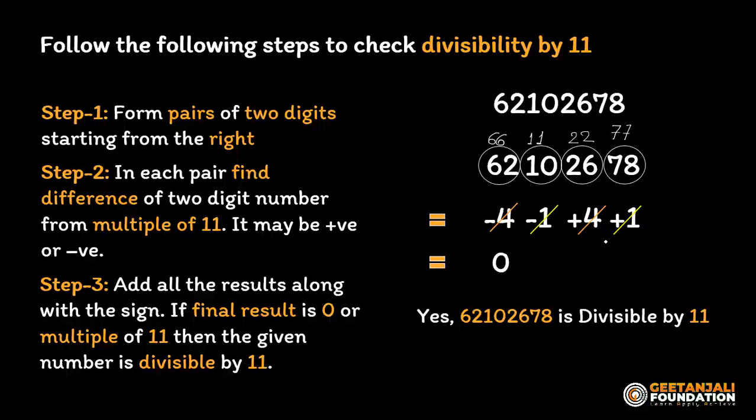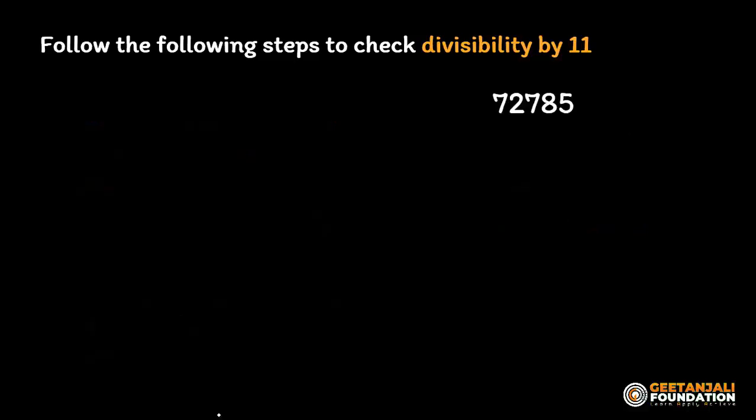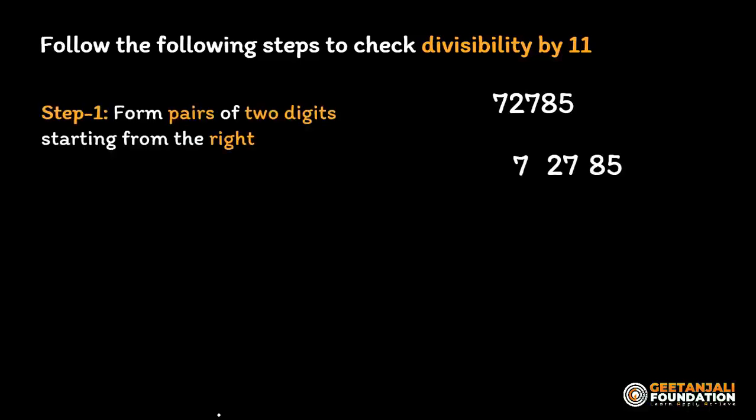Let's take one more example so that you understand this method properly. Our next example is 72785. This is the number, so we follow the steps. First step, we make pairs starting from rightmost. Our pairs are 85, 27. We don't have any pair for this, so we'll keep it as it is. So our pairs are 85, 27 and 7.